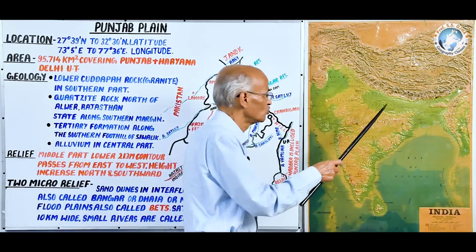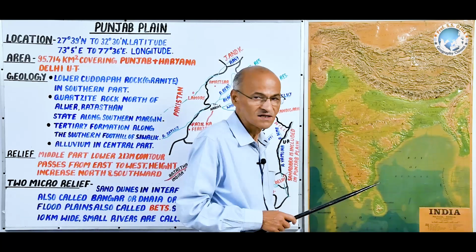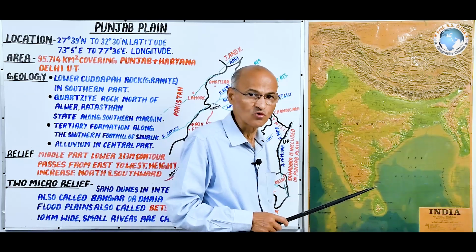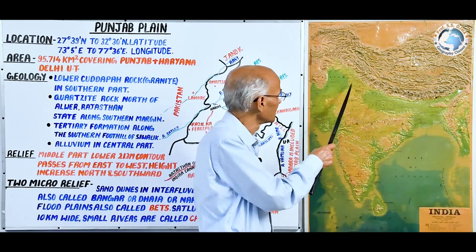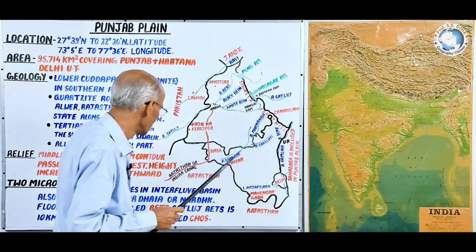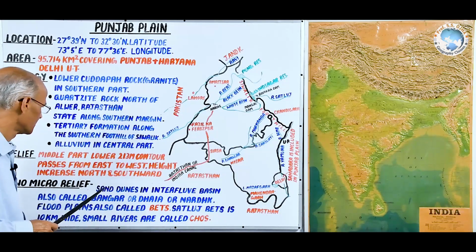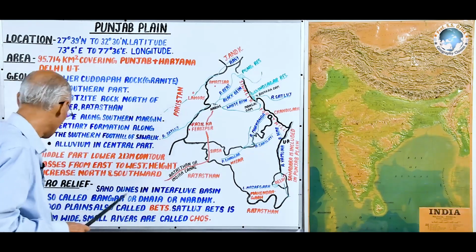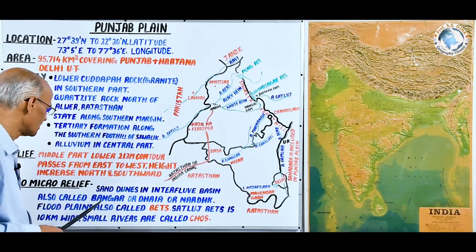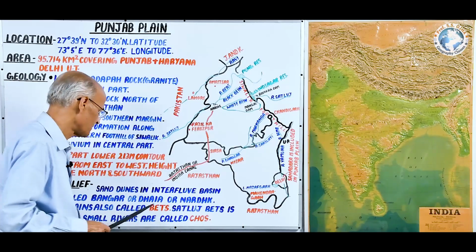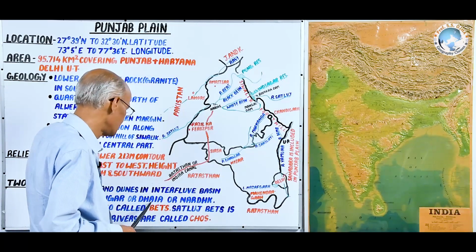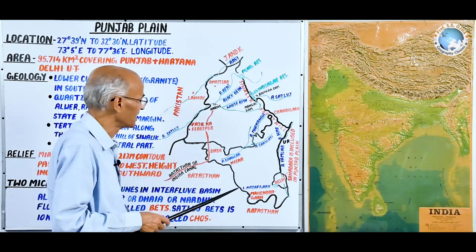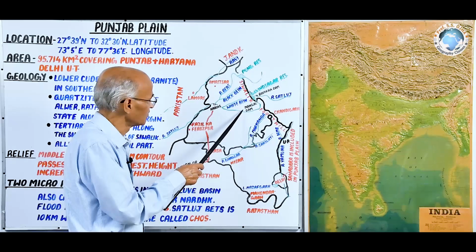Now, after studying its structure and topography, we have to study some microtopographic features, because in the entire Gangetic plain there are two main sub-topographies. Number one Khadar, number two Bangar. In the same way, here in the Punjab plain also there are two micro landforms. For example, sand dunes in the interfluve basins, also called Bangarland or Dahiya or Nardak.